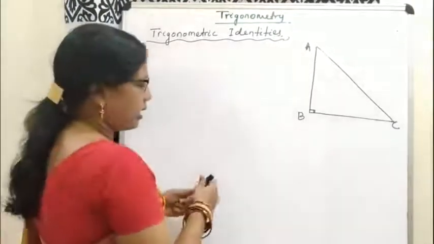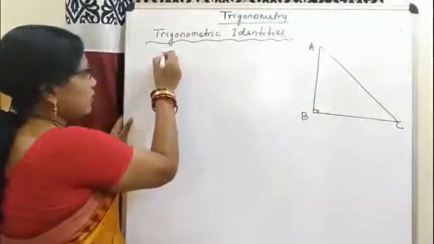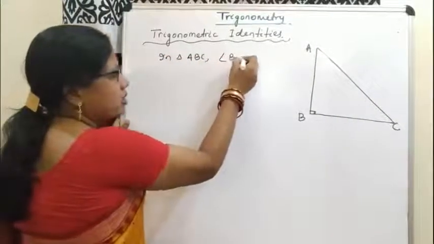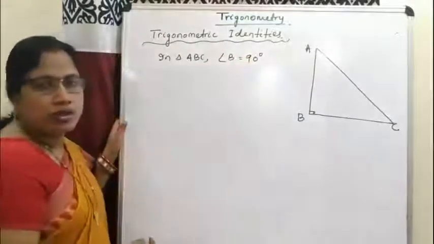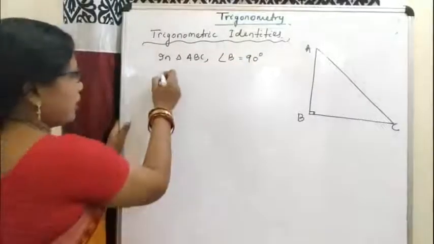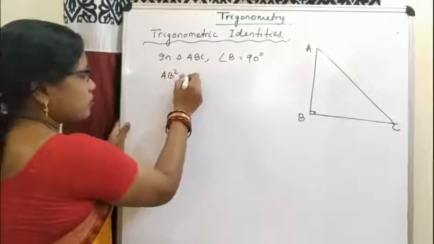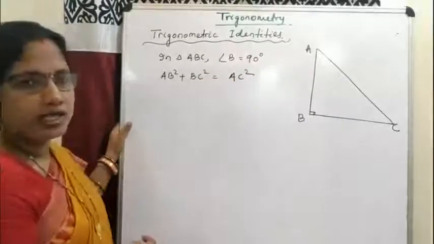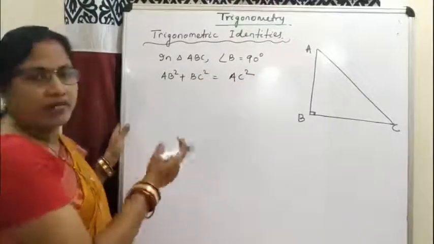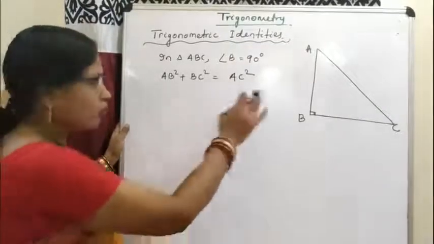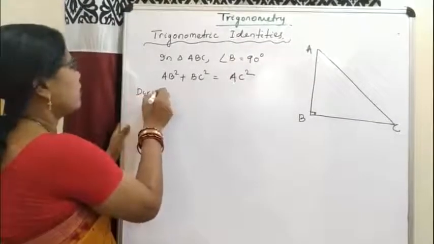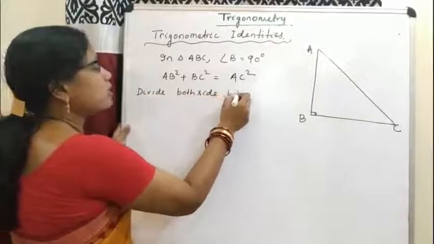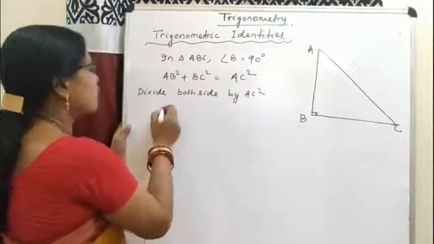So in triangle ABC, angle B is 90 degrees. By Pythagoras theorem, AB square plus BC square is equal to AC square, because AC is the hypotenuse. If I divide both sides by AC square, then what do we get?